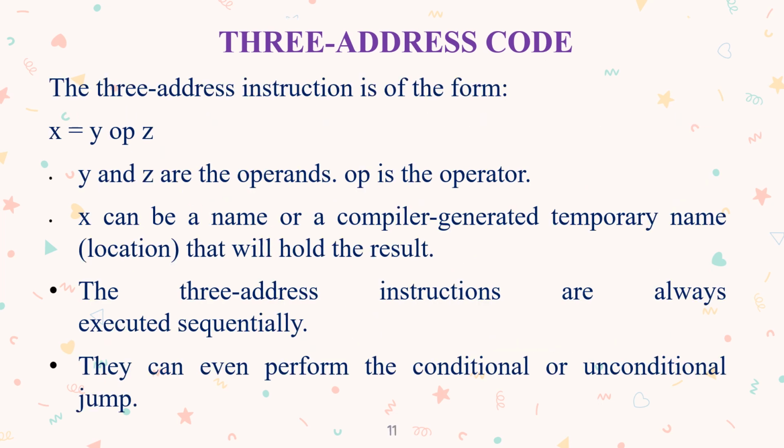The 3 address instruction is in the form X = Y OP Z. Y and Z are operands. OP is an operator. X can be a name or a compiler-generated temporary name, that is, the location where we are storing the value that holds the result. The 3 address instructions are always executed sequentially. They can even perform conditional or unconditional jumps.